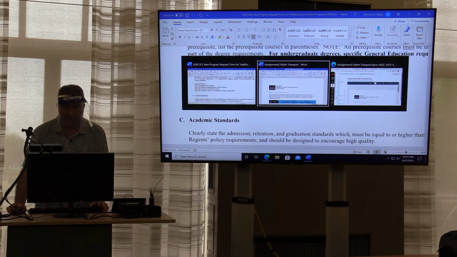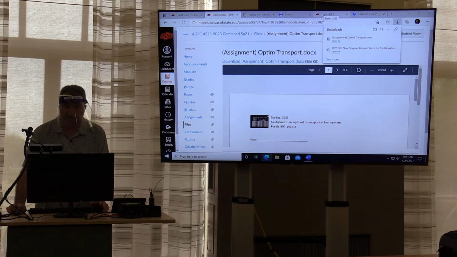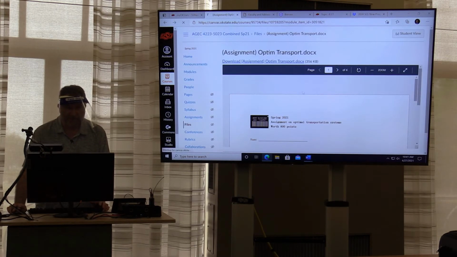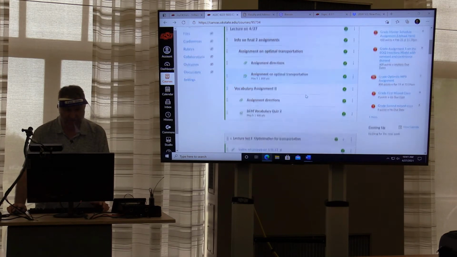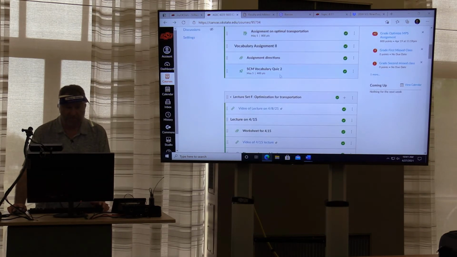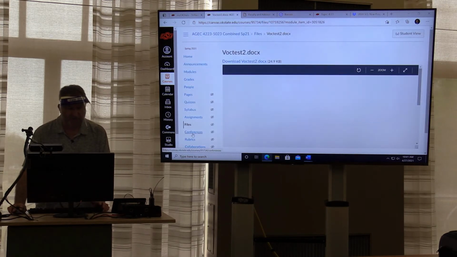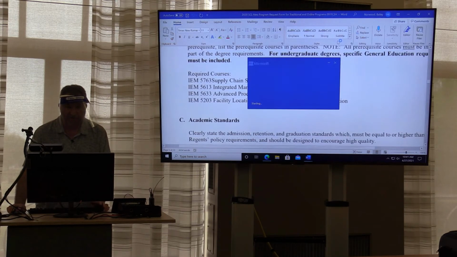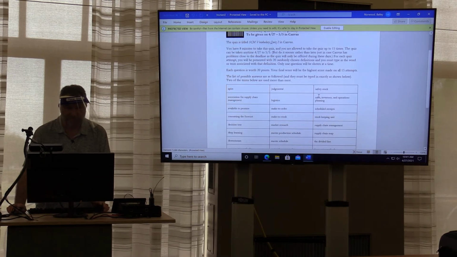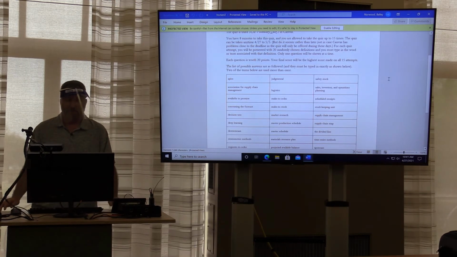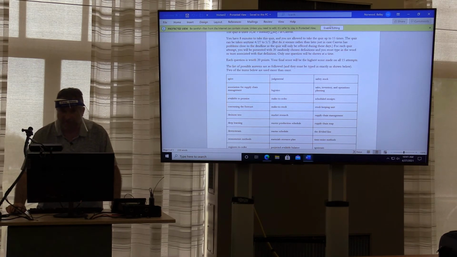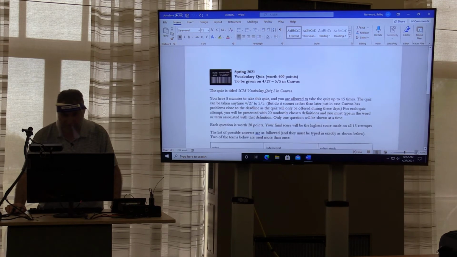And then in keeping with the spirit that there's supposed to be something somewhat comprehensive, I've got another 400 point assignment on another vocabulary quiz. So these are just the instructions, but you'll take it on Canvas. And I have both of these due May 5th at midnight, but they're available for you to turn in anytime.